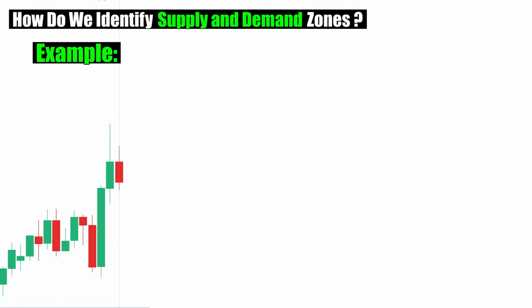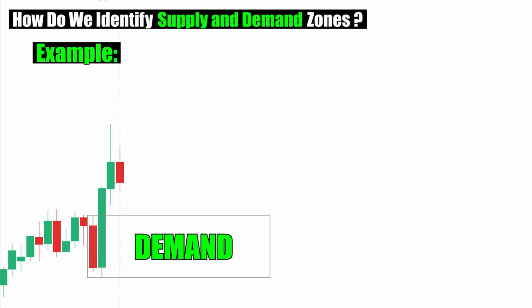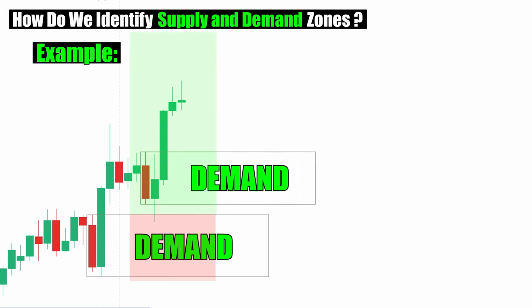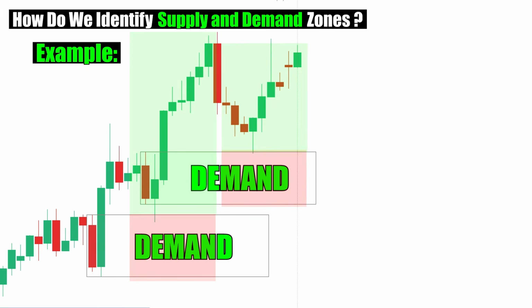Let's look at an example. Here's a demand zone created by the last candle before a sharp upward move. Price comes back, taps into it, and offers a solid buying opportunity. Then we see another impulse again. I mark the last candle before it, creating another demand zone. When price retraces, that becomes another high probability buy area.